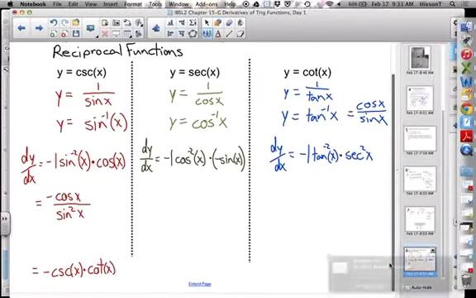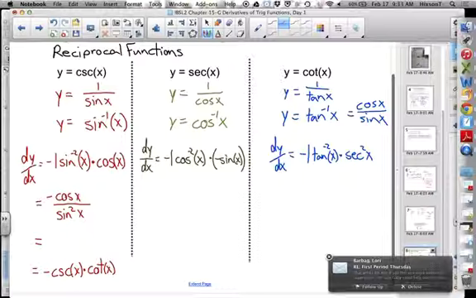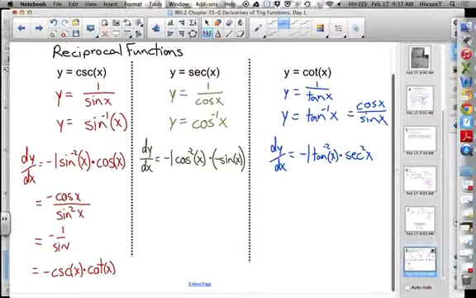With multiplication. So that's a negative 1 over sine times a cosine over sine. So that's how we got a negative cosecant x times cotangent x.